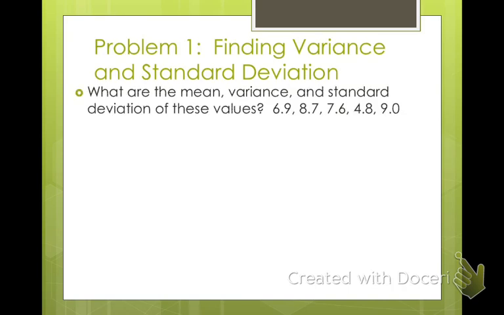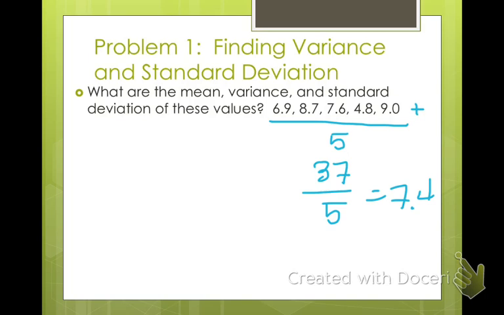Alright, so first we're going to find the mean, the variance, and the standard deviation of these values. I have 6.9, 8.7, 7.6, 4.8, and 9.0. The first thing we want to do is find the mean. So remember, in order to find the mean, we take our set of numbers, add them all together, and then divide by however many numbers there are. In this case, there are 5 numbers. So let's go ahead and add them together. I got 37 when I add them all together. Divide that by 5, and you should get 7.4. Okay, so 7.4 is the mean of this data set.